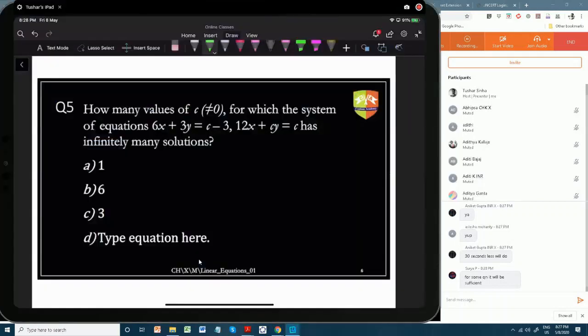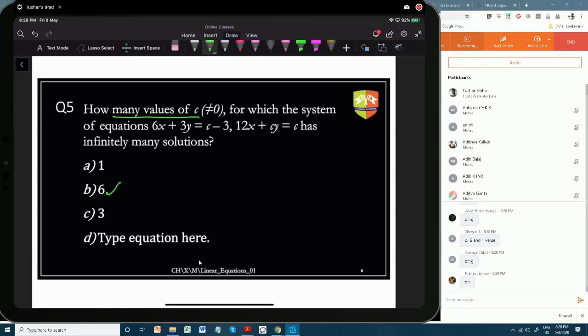What was the question? I told you, read the question carefully. How many values of C? They are not asking the value of C. They are asking how many values of C there are. And all of you have marked the value of C. So the questions will be like that only. I keep giving hints to read the question carefully, but no. See, you got trapped. This is how you will get trapped.